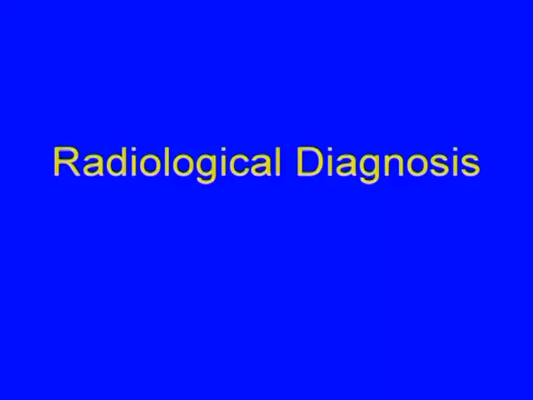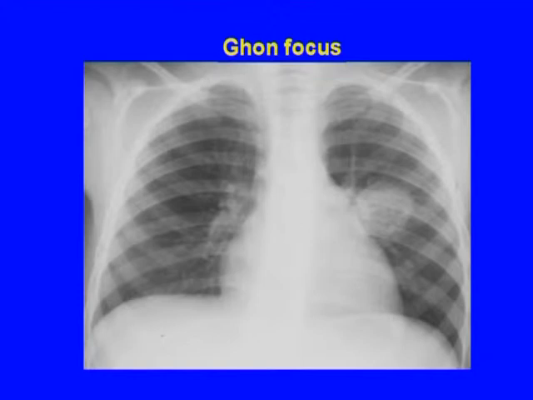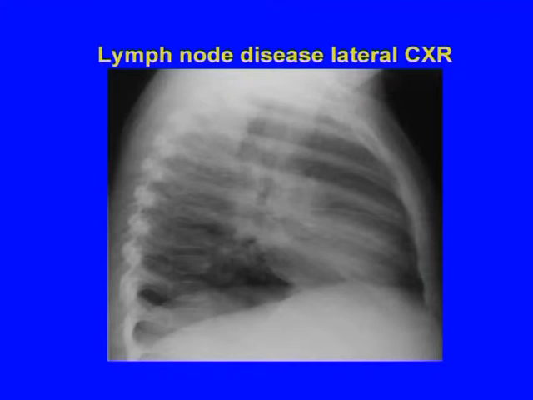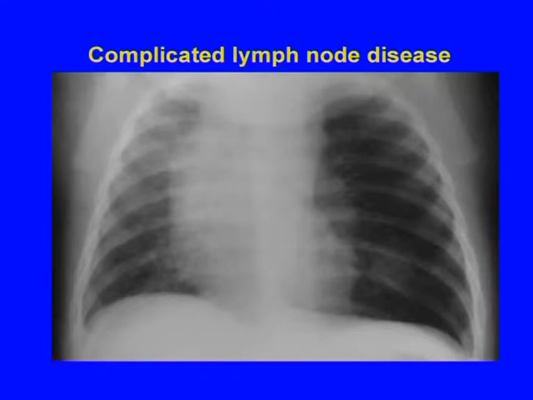So can we do better with radiological diagnosis? And I'm sure many of you are familiar with the Ghon focus, these kinds of radiological pictures, the complicated Ghon focus where you get breakdown of that area, lymph node compression, or lymph node involvement at least, and this is the donut sign around the hilar area of children with lymph node involvement.